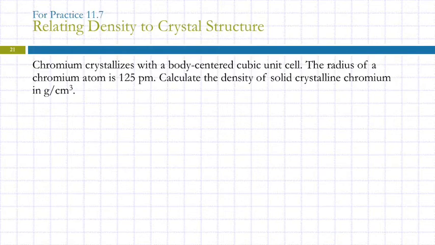So body-centered cubic, the radius of the atom is 125 picometers. This has messed me up in lecture before because it's coming after we talked about face-centered, but this is about body-centered. So you use L equals 4r over the square root of 3 as the edge length.